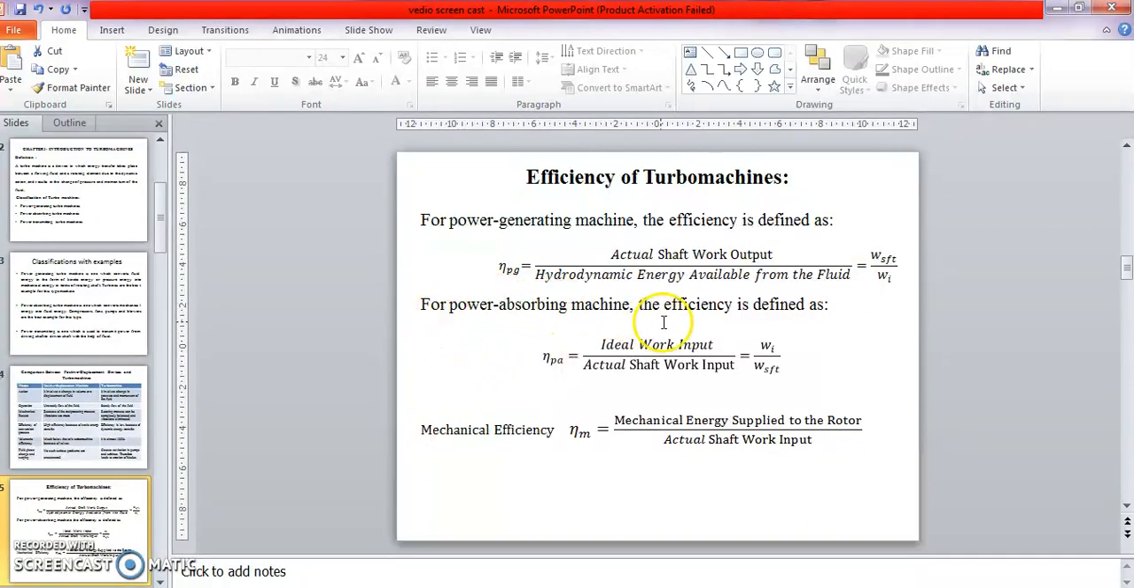Coming to a power absorbing machine, the efficiency is defined as the reverse of that of the turbines or power generating machine. So it is the ratio of ideal work input to the actual shaft work input. And mechanical efficiency is defined as the mechanical energy supplied to the rotor to the actual shaft work input.